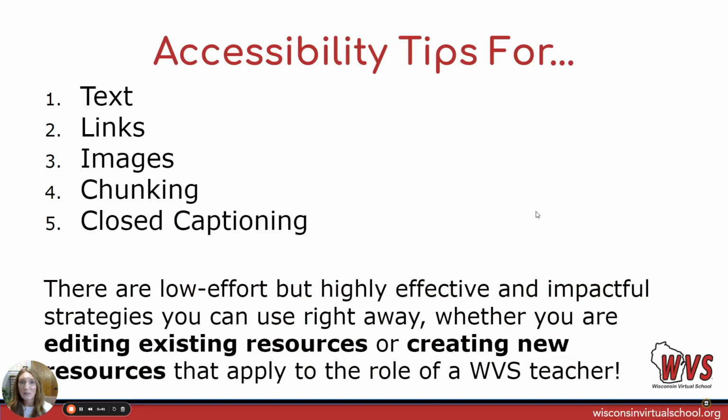So the accessibility tips that I have for you today are broken into 5 different categories: text, links, images, chunking, and closed captioning. And a lot of these things are things that you have control over. So I just want to bring these to your attention and really give you some easy tips that you can implement tomorrow, but are really low effort and make a high impact for all learners.